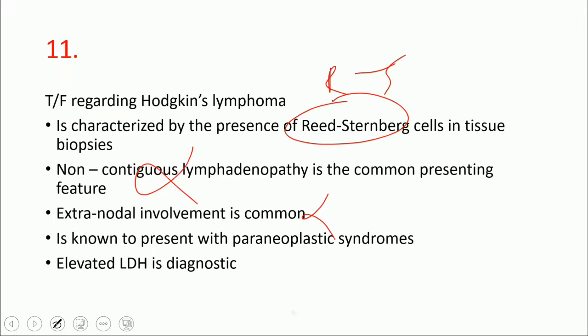And right. Now the next one is tricky. Hodgkin's lymphoma is known to present with paraneoplastic syndrome. But it's actually non-Hodgkin's that has the most paraneoplastic manifestations. Right? In Hodgkin's lymphoma, you can get paraneoplastic syndrome, for example nephrotic syndrome, right? You can get neurological syndromes sometimes. So known to present is true. Right? Known to present is true.